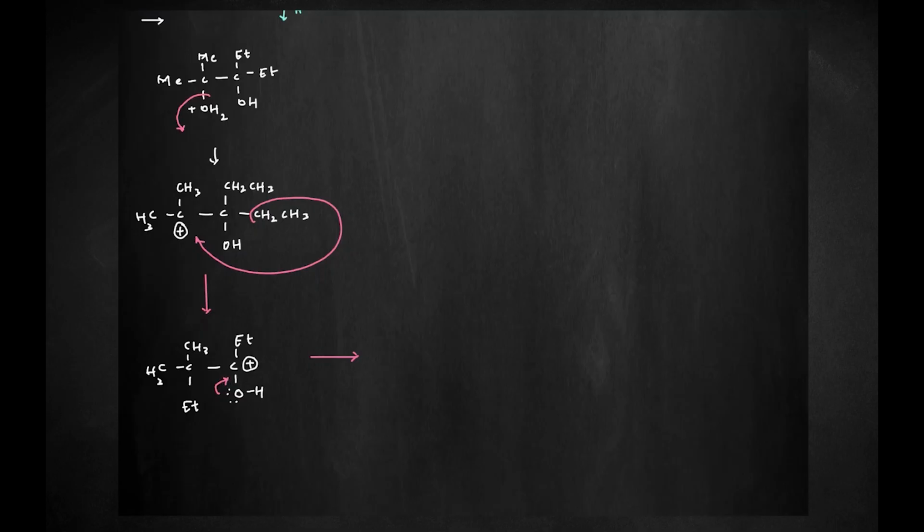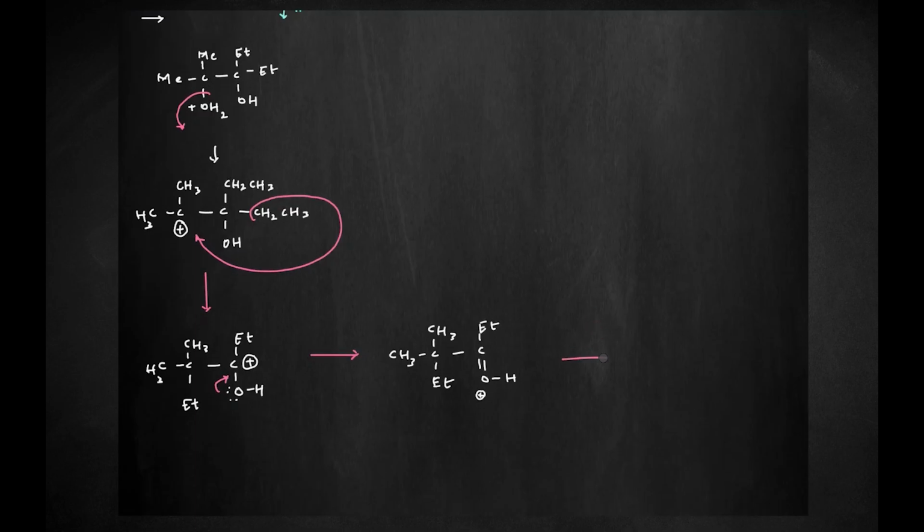Got it? In the next step, what will happen? This will give electron to this through back bonding, and you will get CH3, CH3, ethyl, carbon double bond O. This will be plus, this is ethyl. And in the last step, deprotonation occurs here. 2 electrons will be shifted to oxygen. So the final product you will get is methyl, methyl, then ethyl, C double bond O, ethyl. So here the ethyl group is shifted to this particular position and a carbonyl compound is formed. So this is your pinacolone product.